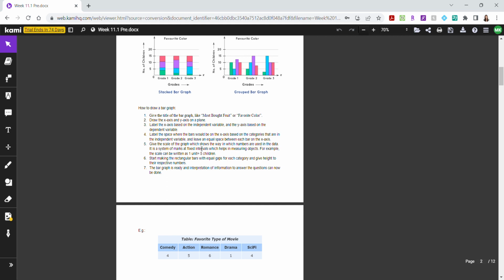So give the scale of the graph, which shows the way in which numbers are used in the data. It is a system of marks at fixed intervals, as you can see, which helps in measuring objects. For example, the scale can be written as 1 unit equals 5 children, like in this case. And then start making the rectangular bars with equal gaps for each category and give height to their respective numbers. And then the bar graph is ready, and interpretation of information to answer the questions can now be done.